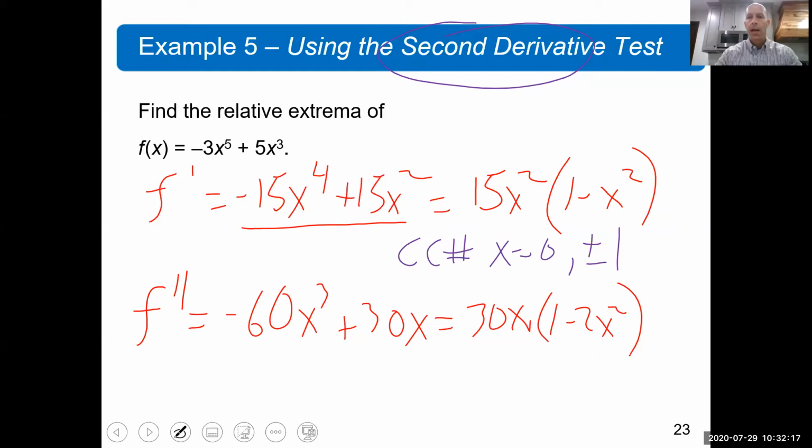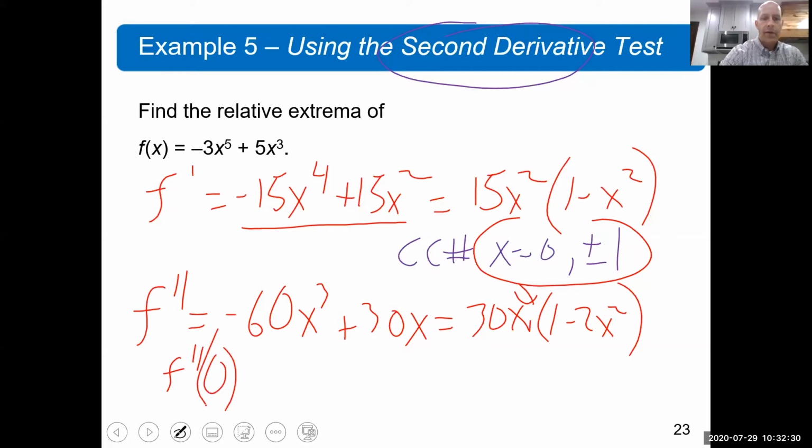And now what we're going to do is we're going to start plugging these critical numbers into this second derivative. So let's just do the point 0. So f double prime of 0. I'm plugging that first critical number into f double prime. Well, if you plug 0 in there, guess what you get? You get 0. And since you get 0, the second derivative test fails, and you would have to go back and use the first derivative test. I'm going to skip that for now because we're getting close to 20 minutes.